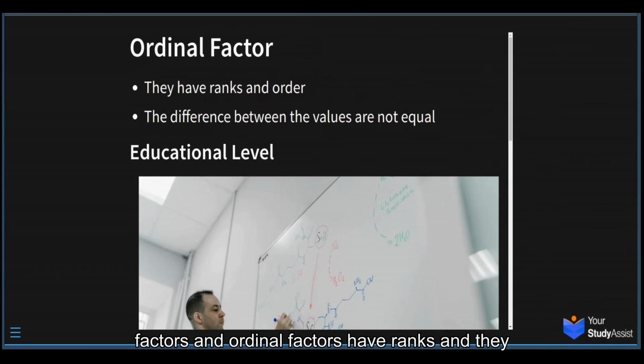Now we have the ordinal factors, and ordinal factors have ranks and they have orders, meaning that one is higher than the other, is greater than the other, or it signifies that, okay, yes, I'm above the other. And the difference between the values are not equal. Now, this is something that we should take note of.